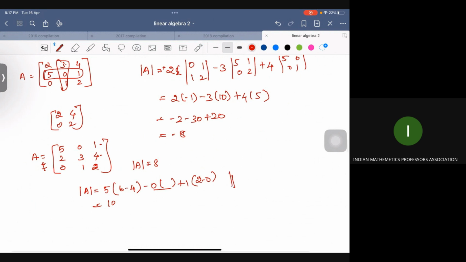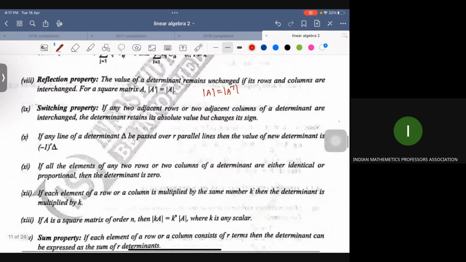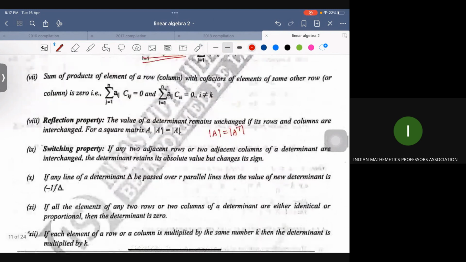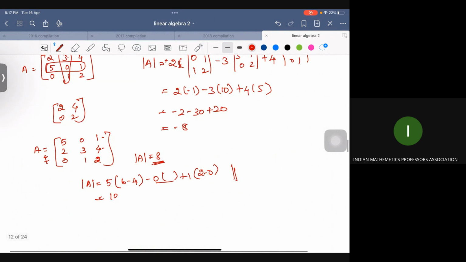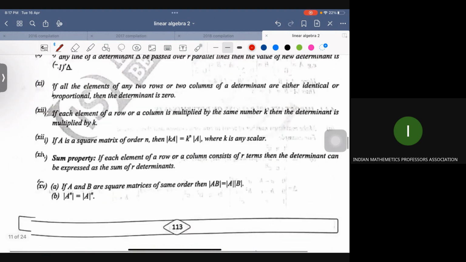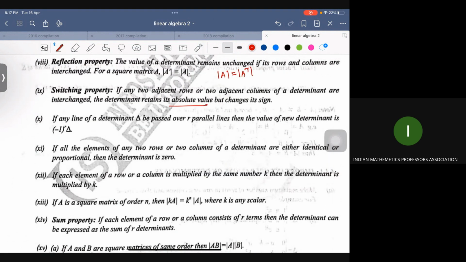The absolute value remains the same, only the sign changes. I'll give another example for this. By switching any two adjacent rows, sorry, we have to interchange the columns also. If we interchange the columns like this, we get the same absolute value, that is the determinant will be the same, but its sign will be different based on how many rows and how many columns are changed.